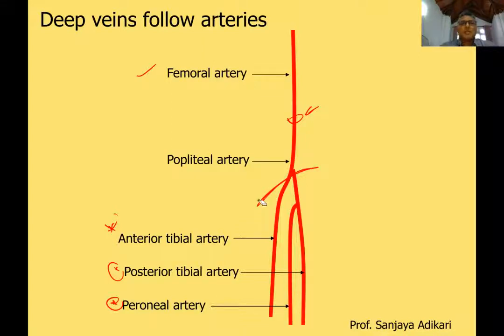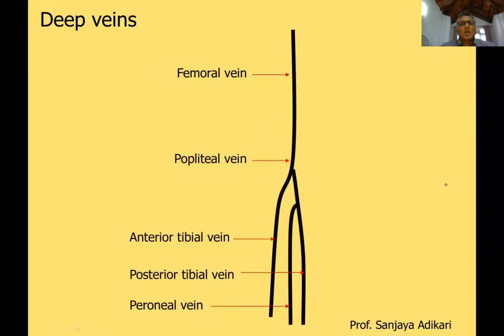Now this same pattern is there when it comes to the deep veins. Deep veins follow arteries like venae comitantes. So then you have a posterior tibial vein and anterior tibial vein connecting up and forming the popliteal vein, which continues through the adductor hiatus as the femoral vein. The peroneal vein actually opens into the posterior tibial vein, just like the arterial circulation. So these are paired veins because they are venae comitantes.